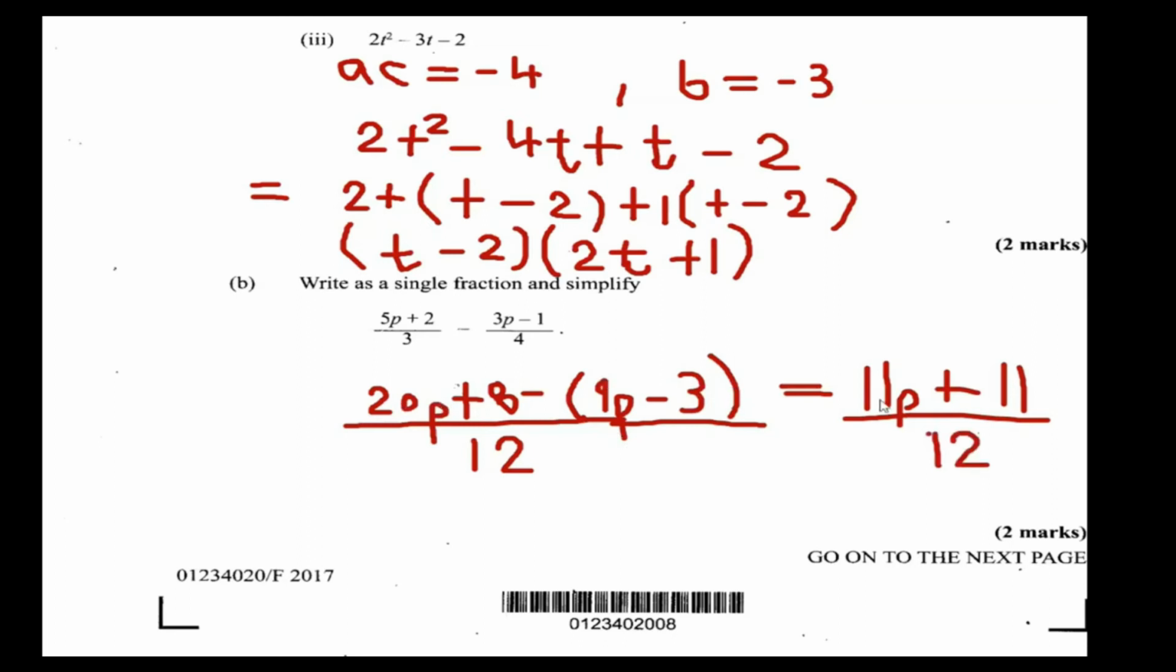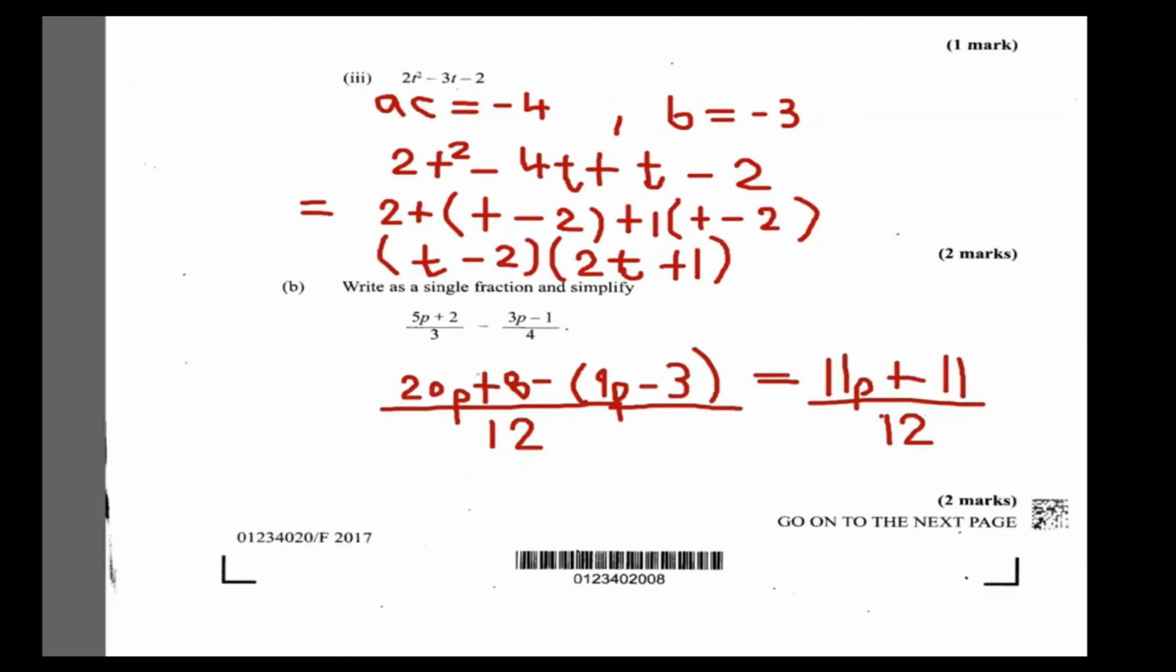20p minus 9p is 11p. 8 minus 3 is positive 11. And that gives us our answer as one single fraction. Nice and easy. Soft. No trouble at all. Soft with a capital T.